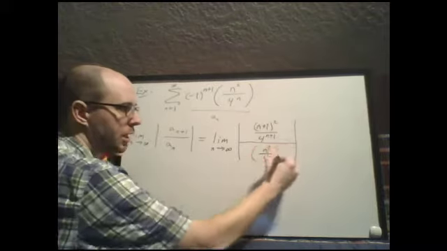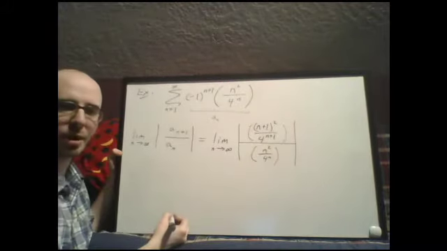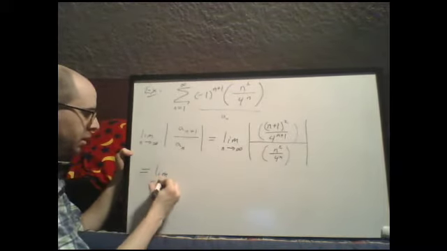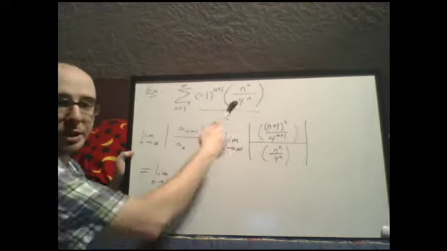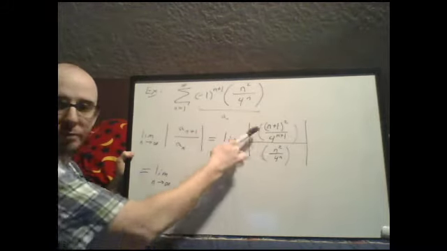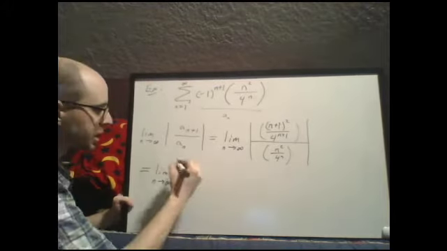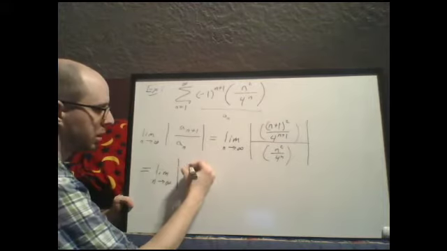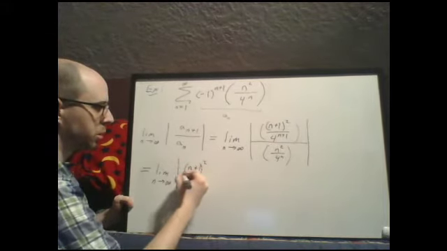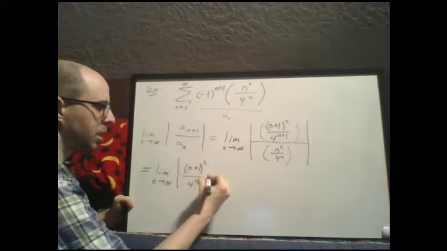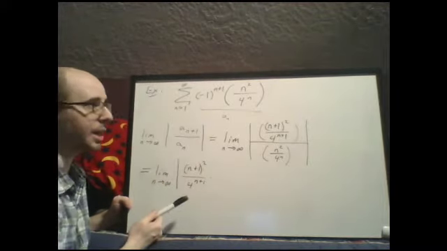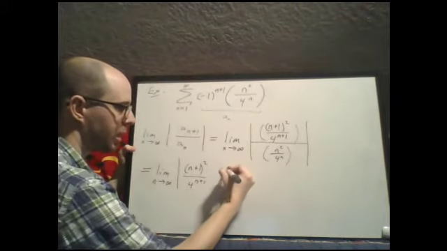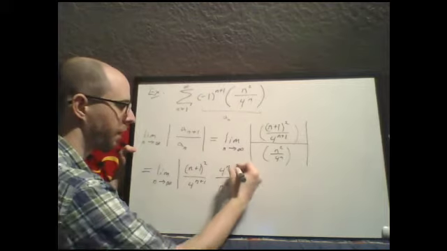Now, I don't really like dealing with these complicated fractions, fractions of fractions. So instead, the way I clean it up is, let's write an plus 1. So n plus 1 squared divided by 4 to the n plus 1. And then instead of dividing by an, we're going to multiply by its reciprocal. So we'll flip it. 4 to the n over n squared.